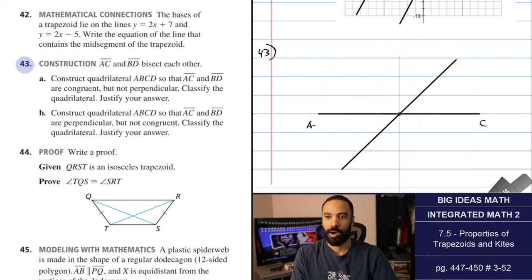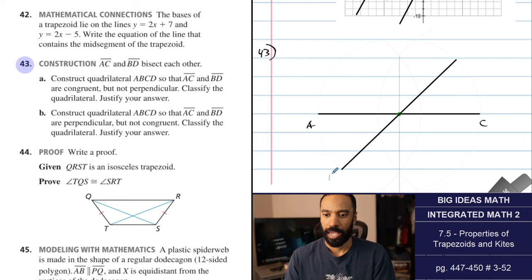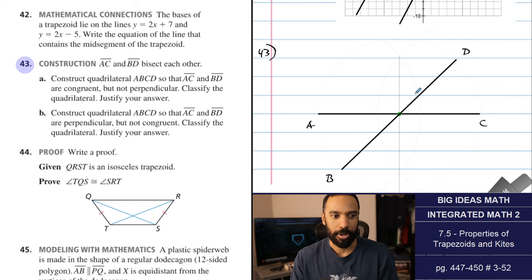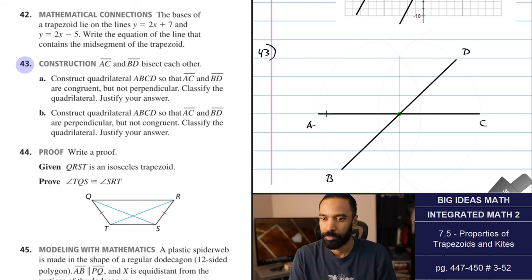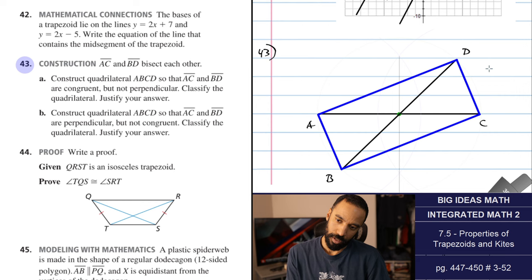Whoops. And they need to be congruent. Not only do they bisect each other, but they're congruent. So that they're congruent, but not perpendicular. Classify the quadrilateral. Justify your answer. Well, it's going to be a rectangle, but let's actually draw the rest of it. Looks rectangular enough to me, even though I probably didn't get everything perfect.